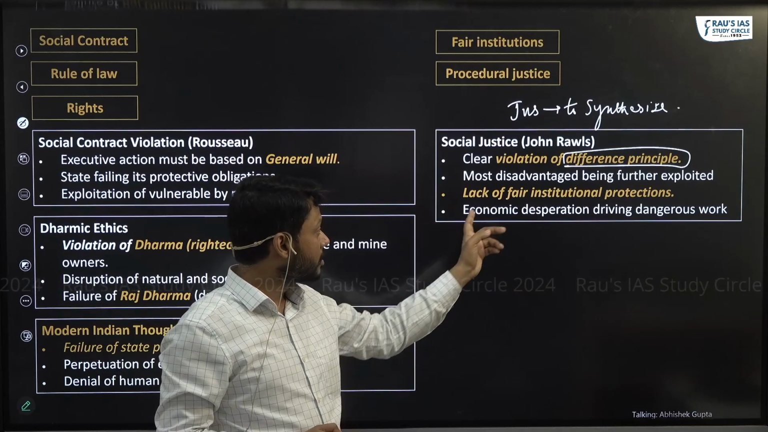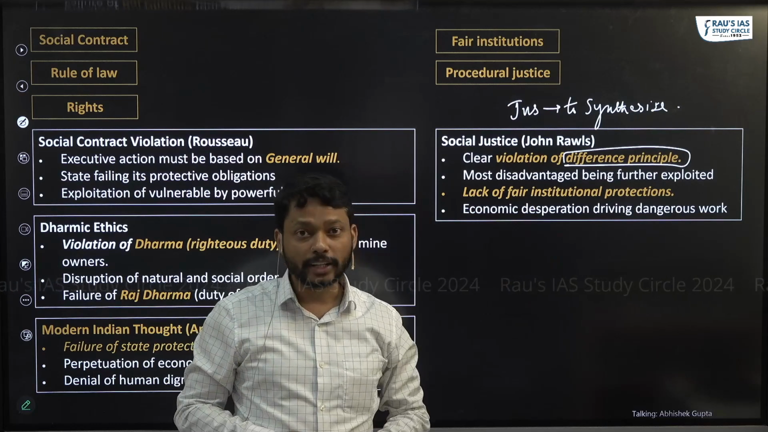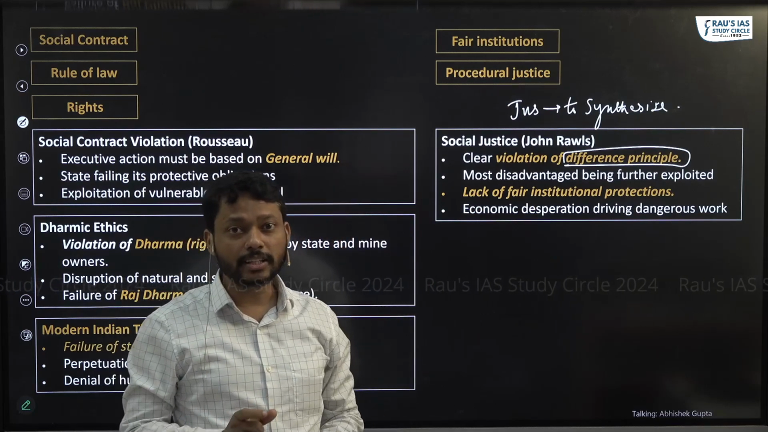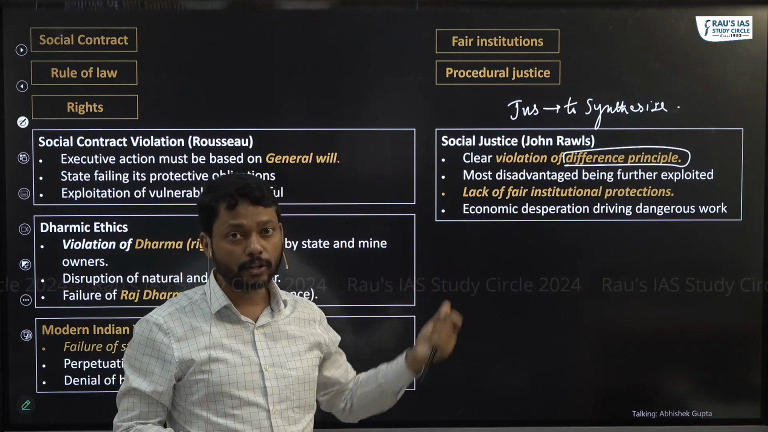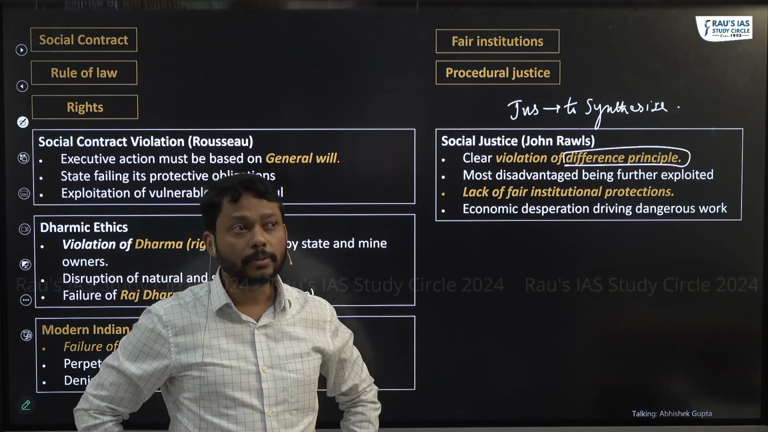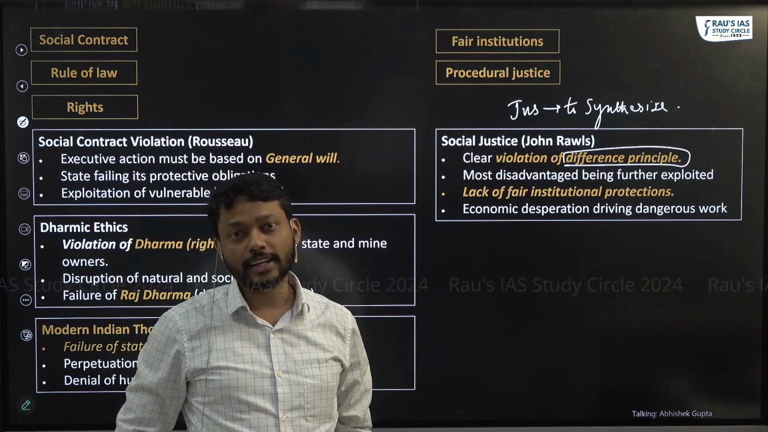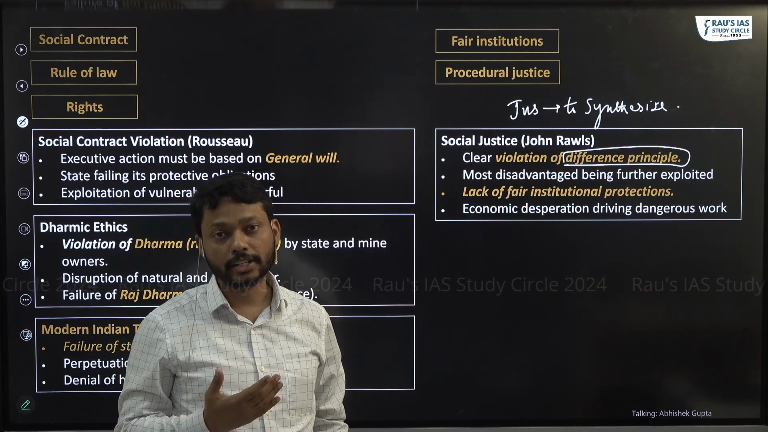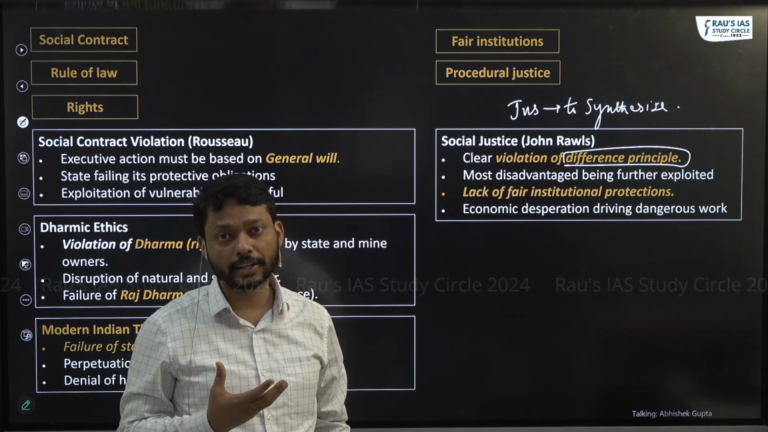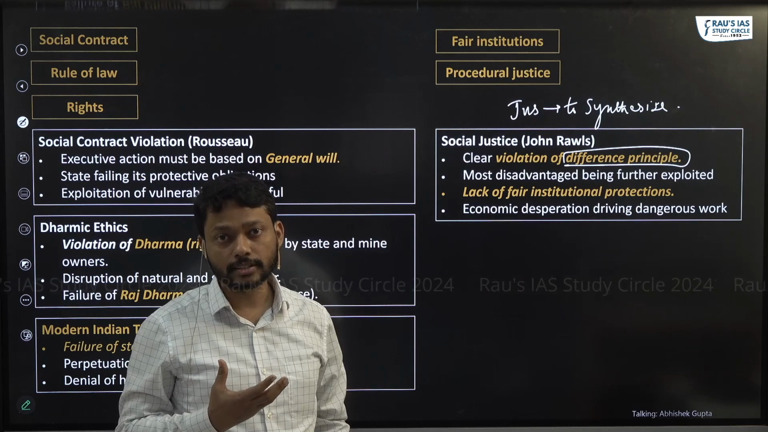According to John Rawls, in this case, there will be a lack of fair institutional protections, a lack of basic equal liberty. The liberty principle of John Rawls will also be violated because the workers' lives are not taken care of. They're not given proper protective gear. They're not protected from carbon monoxide in the mines, and their life is at heavy risk.